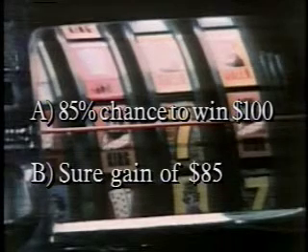I'll take the sure win. A sure gain of 85. People generally prefer $85 for sure over the gamble with the same expected actuarial value, and this pattern has been known as risk aversion. It's an aversion to a risky prospect.